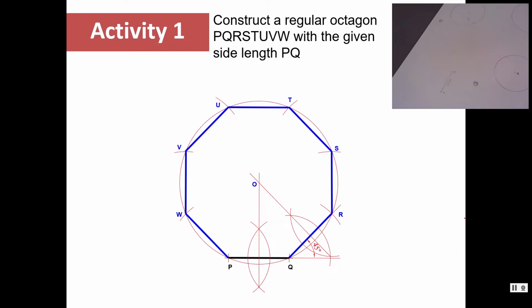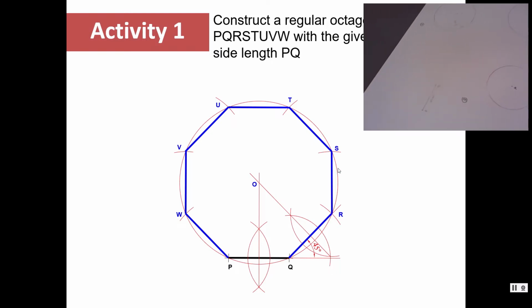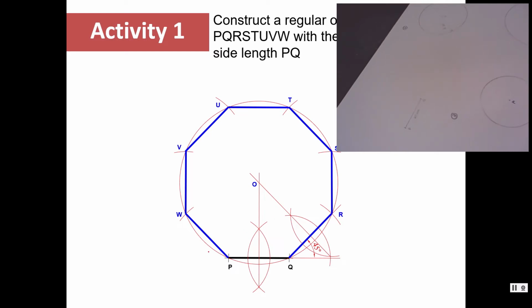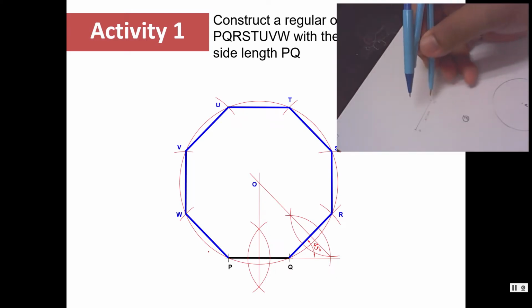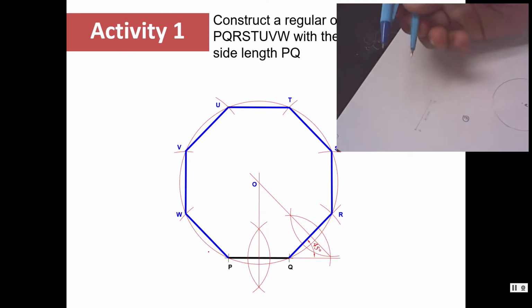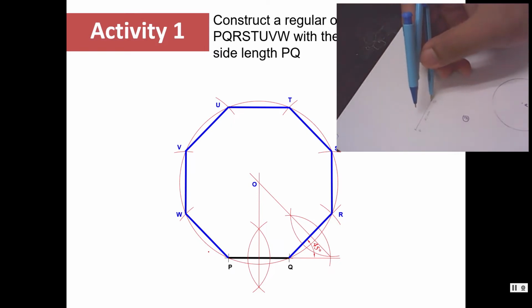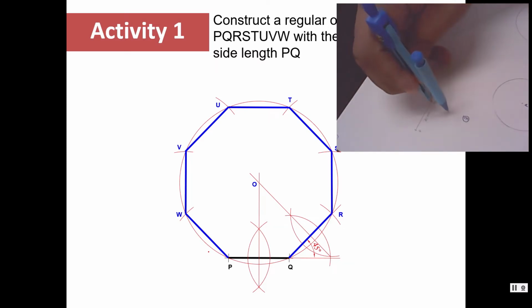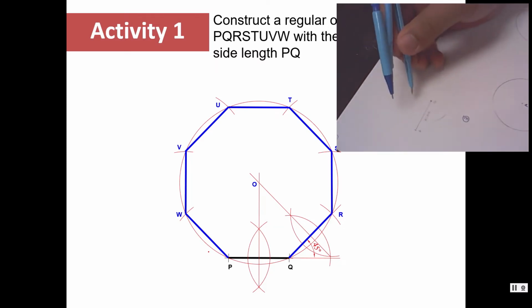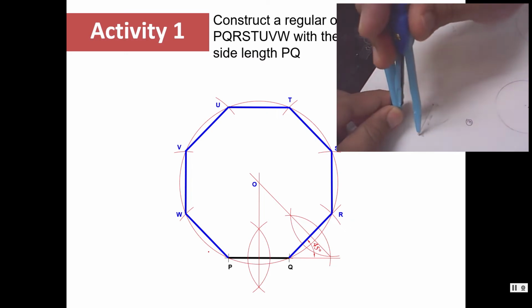So here we have the octagon like that. So let's just do it together. I'm just going to show you through my webcam here. I have already a line of 30 mm here. So the first thing that you need to do is to find the midpoint between P to Q. The distance of the compass is up to you, as long as we can find the midpoint and it's consistent. So from Q, and this is from P.